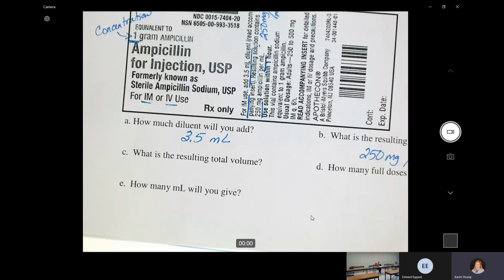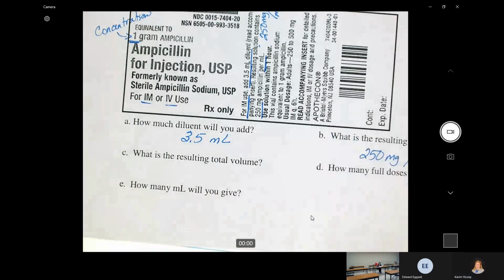Now, why do you think the resulting volume matters? Why do you think we have to know that? Right, dosages in milligrams or milliliters? Okay. I think I know where you're going with that, and I think you're on the right track. You're just not wording it like I want it. That's part of the reason.